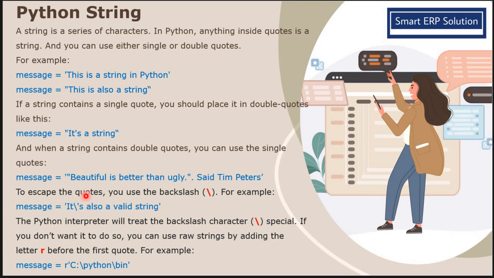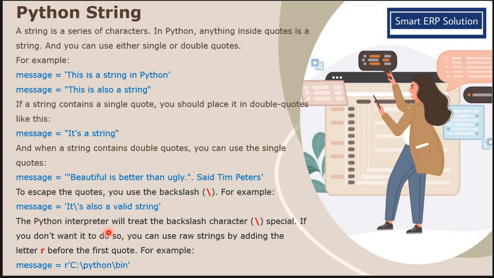Next, to escape the quotes, you use the backslash. For example, message: 'It\'s also a valid string'. Here we write a backslash before this single quotation, and the string is written within the single quote. By using double quotes, if we use a single quote within the string, and by using single quotes, if a double quote is written within the string, we can print double quote as well as single quote. But here is the escape character.